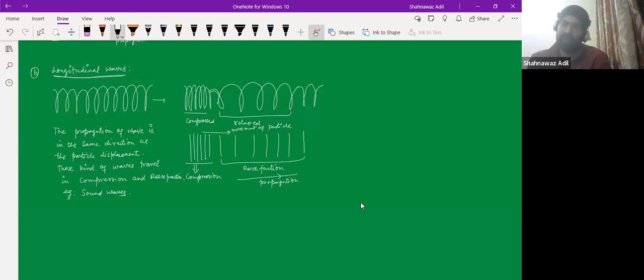Yeah, so this is here relaxed, and then again we will have, so what's the second last sentence? Compression and rarefaction. This is rarefaction. Then this part is compression, and this part is rarefaction. This is how the longitudinal wave travels, right?